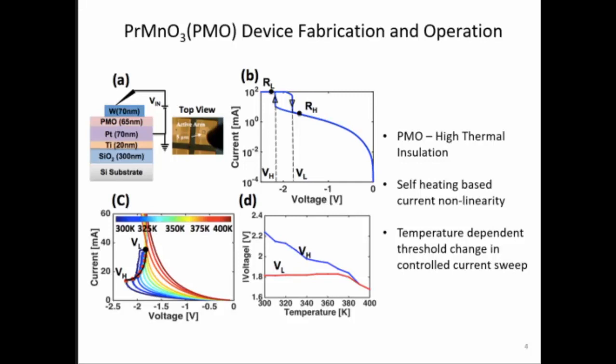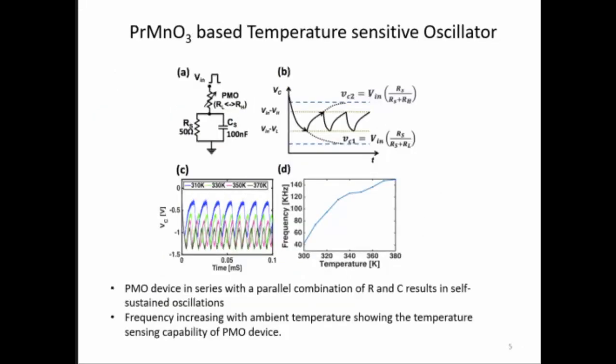And after, let's say, 380 kelvins, we don't find any hysteresis window, and the oscillations will stop. So this will define the range of operation of the temperature sensor. And it is because of this change in the hysteresis window that we can change the output frequency. So let's look at the circuit to make it more clear.